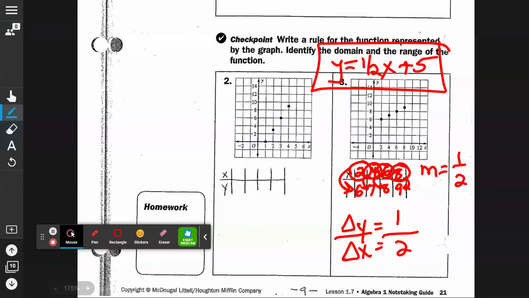Okay, so hopefully this video helps you find the rule of a function.